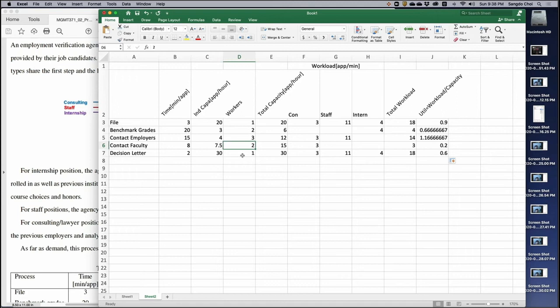So then you can reallocate this. I highlight this, decrease by 1 here, and increase here. So we reallocate this resource. Now everything is less than 100%, which means they can take a break during the workday, business hours. So this is our capacity analysis, based on the number of applications per hour.